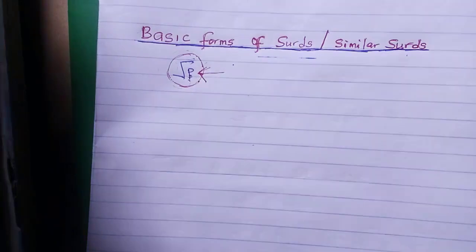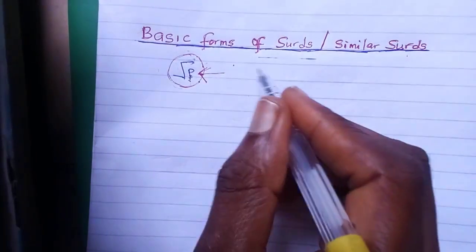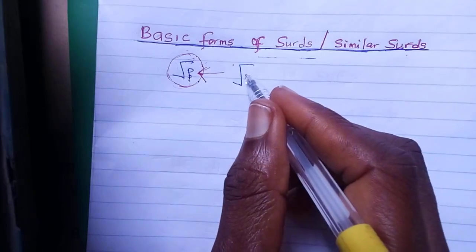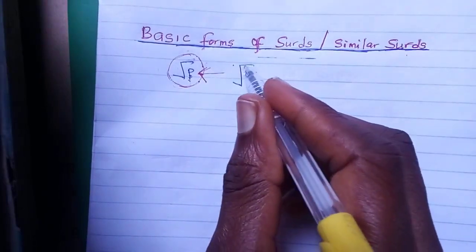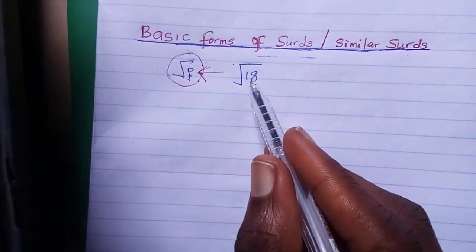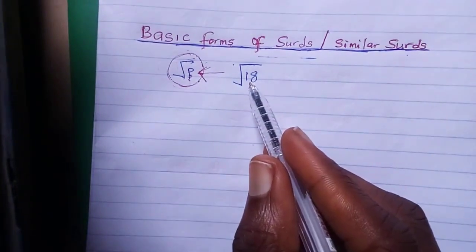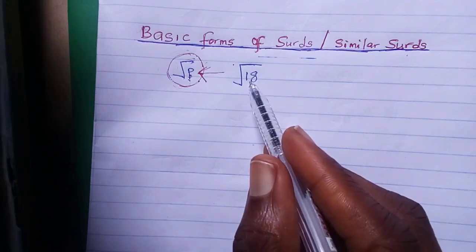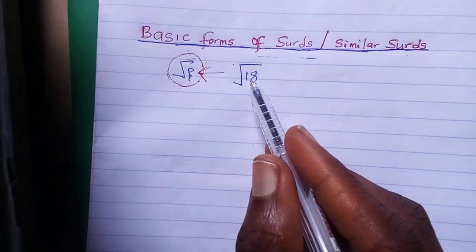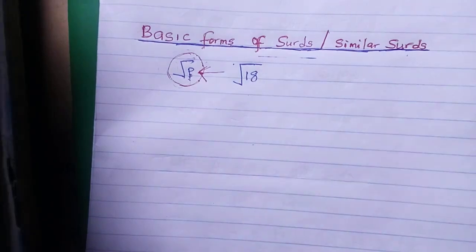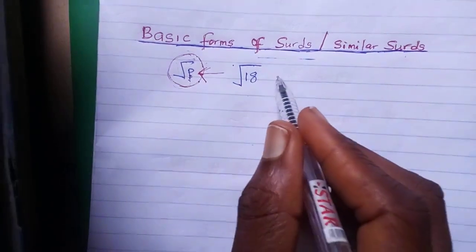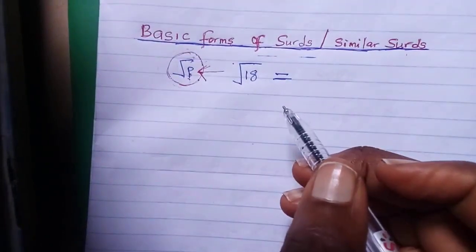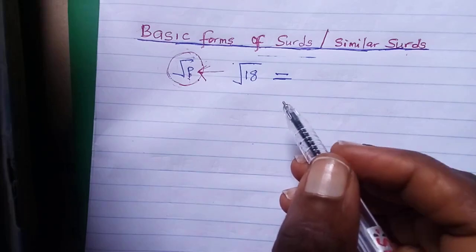Now take for instance, if I have root 18. Let's check if root 18 is a basic surd or not. Of course, root 18 is a surd. Now we need to know whether it is a basic surd or not. How will I know? I will break it down into two other numbers.